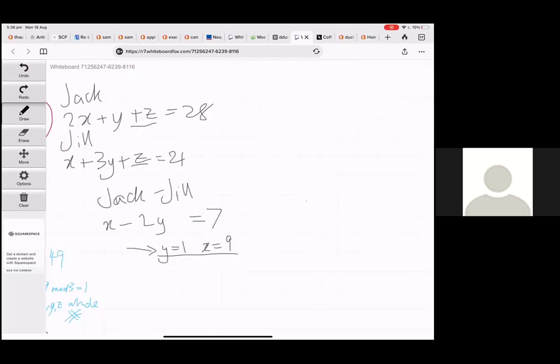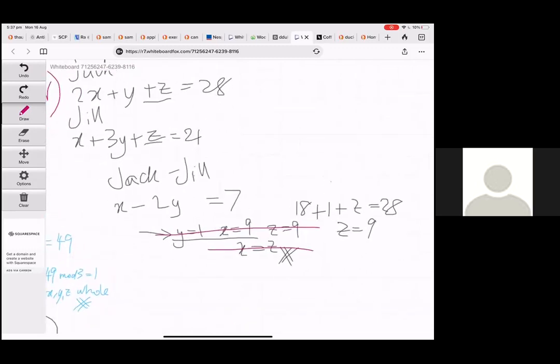Okay. And then from Jack's money bag, we have 18 plus 1 plus z is 28, which means that z would be 9. Okay, so z equals 9. But this is not possible because x is equal to z, and that's not allowed to happen. So that means we can eliminate this case. Y can't be equal to 1.